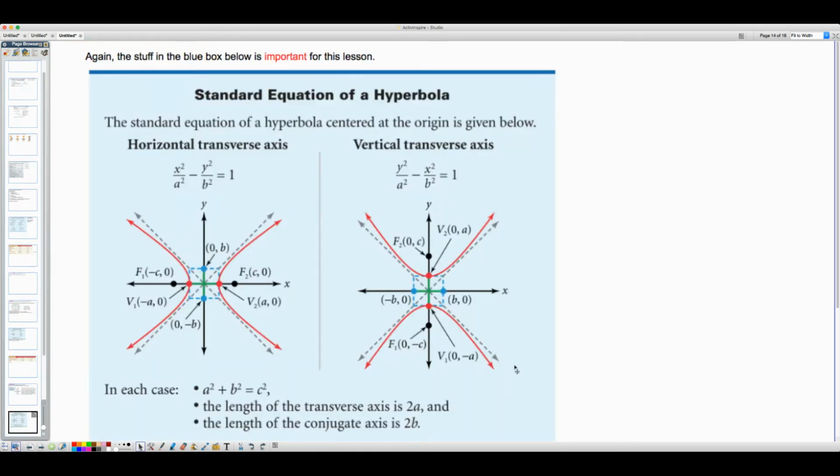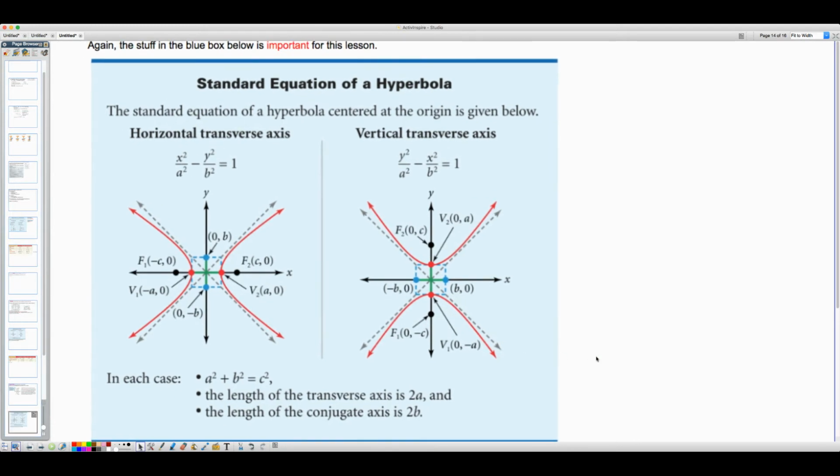This is what it looks like in an equation. And when you see this, notice this difference between the x squared over a squared minus the y squared. When we had an ellipse, this was a positive. So now it's going to be a negative. And once again, the a distance is going to be the distance along the transverse axis. The 2a is going to be the distance along the transverse axis. And if it's horizontal, it's going to be x squared over a squared. If it's vertically oriented, it's going to be the y squared over a squared.